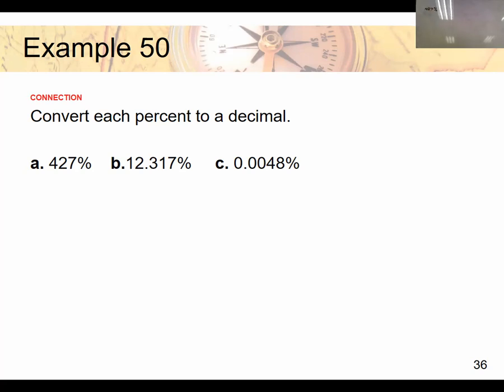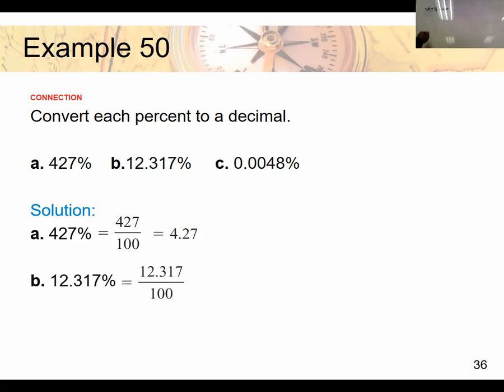Now, this is going to be a little bit different. So in this case here, we need to just simply divide by 100. Or another way you can do that is drop this percent sign and move this decimal point 2 places to the left. And you'll end up with 4.27. Okay. So that's how we convert from a percent to a decimal. Basically, drop the percent sign, move the decimal point 2 places to the left.